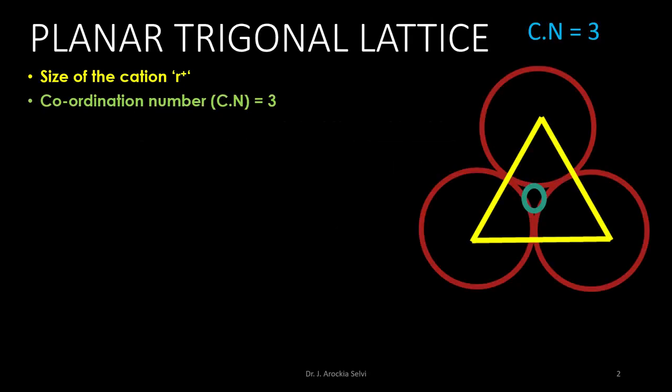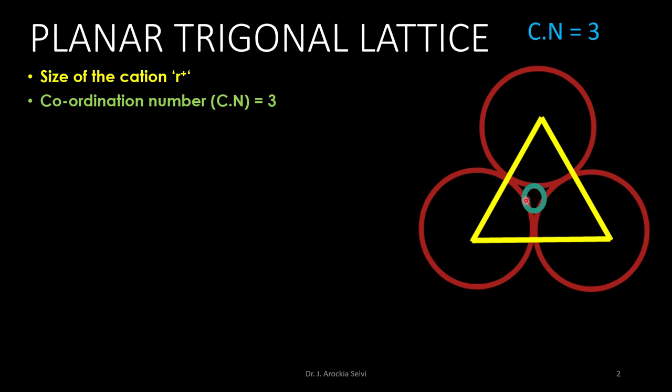For a particular coordination number, there is a limiting value of the ratio of the cation radius to the anion radius, that is R plus by R minus. An ionic structure becomes unstable if the value of R plus by R minus is smaller than the predicted value. So let us calculate the limiting radius ratio for various coordination numbers. Let us see the planar trigonal lattice with coordination number 3.